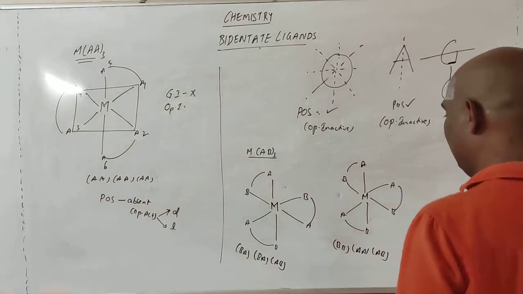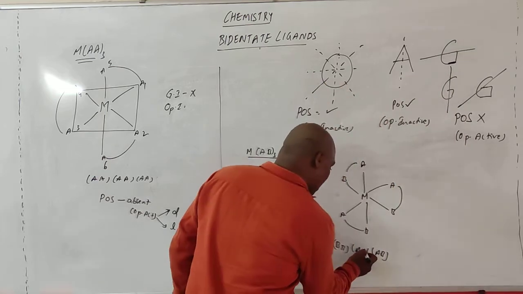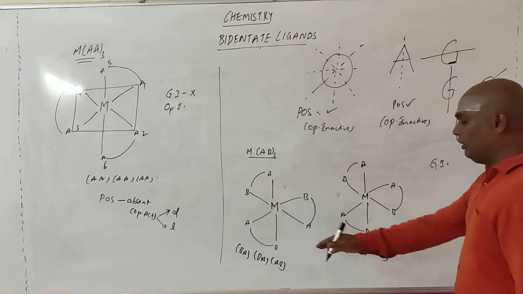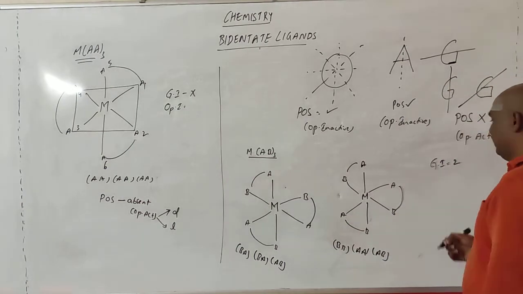Right? Correct? So these two. How many geometrical isomers are there? Geometrical isomers, you can go. These two are the ones.